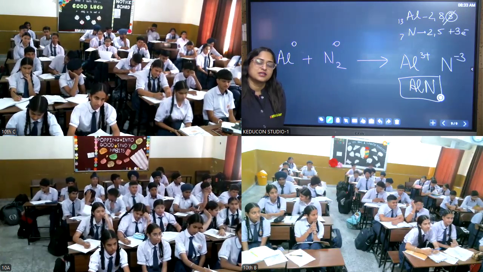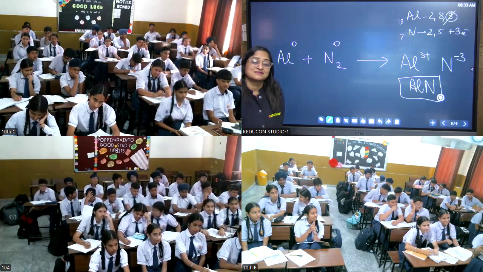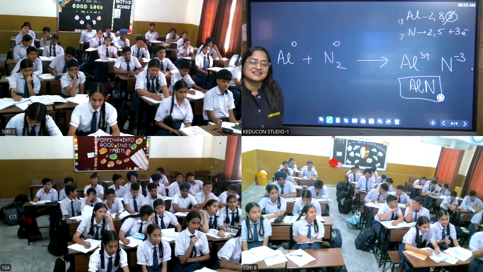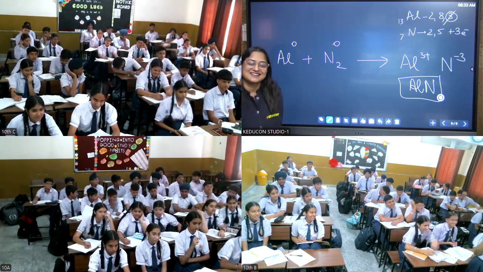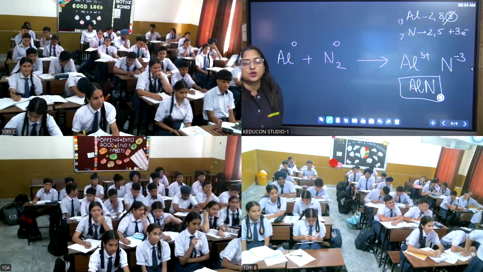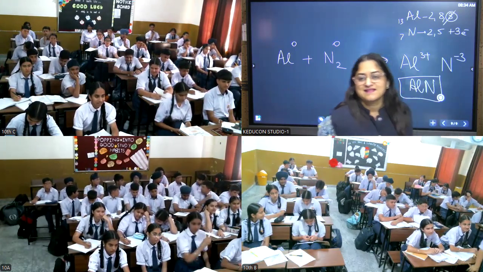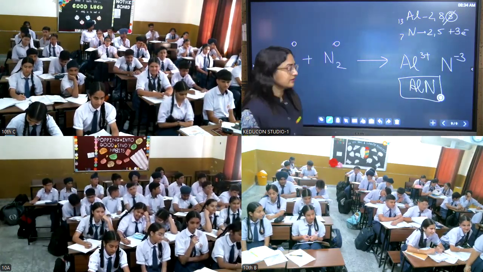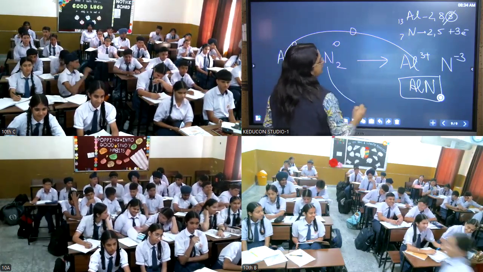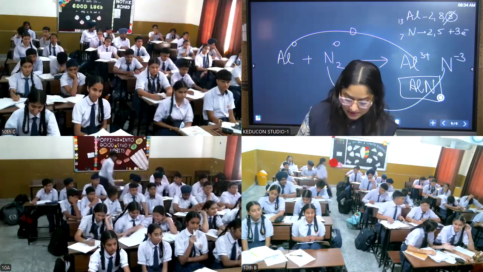Aluminium. क्यों? Aluminium has 3 positive charge, so it will lose 3 electrons and nitrogen will gain 3 electrons. Which process is nitrogen undergoing? Reduction. It is gaining electrons. Good. Sit. This is oxidation, loss of electron, and this is reduction, gain of electrons. Right? Come to your assignment.